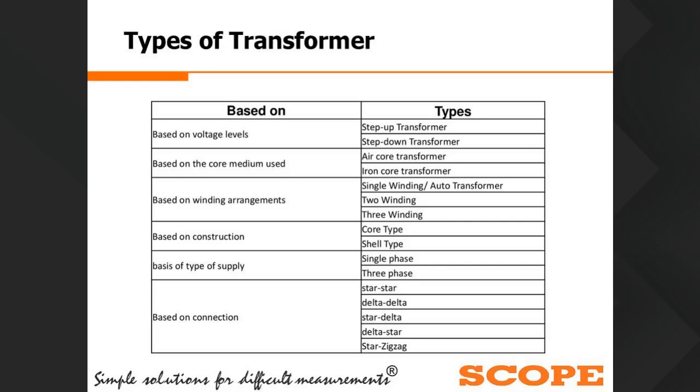Based on the construction, there are two types, that is core type and shell type. Based on the type of supply, single phase transformers and three phase transformers. And based on the connections, that is star delta, delta star, and star zigzag. So star, delta, and zigzag, three types of connections are available.